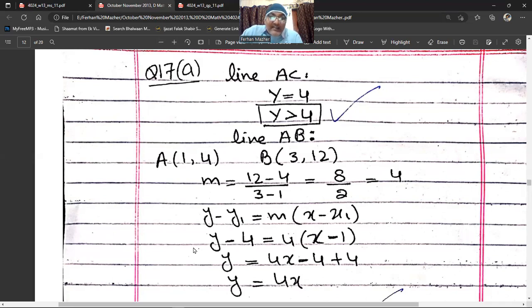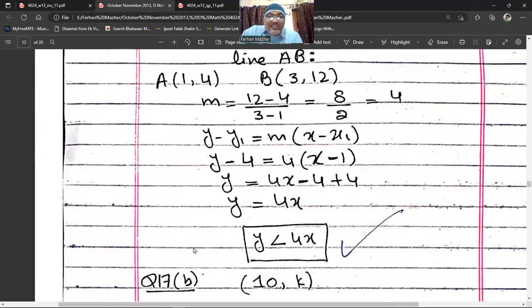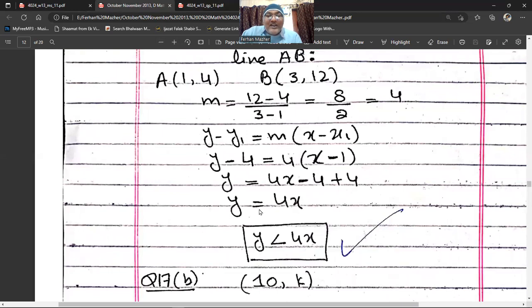Because the required area of that triangle is below the line AB, in the place of equal, I will put a crocodile inequality sign. But the back of the crocodile will be towards the y, because the area is below the line AB. That is the rule on which I work. So y is less than 4x. So these are the two inequalities.